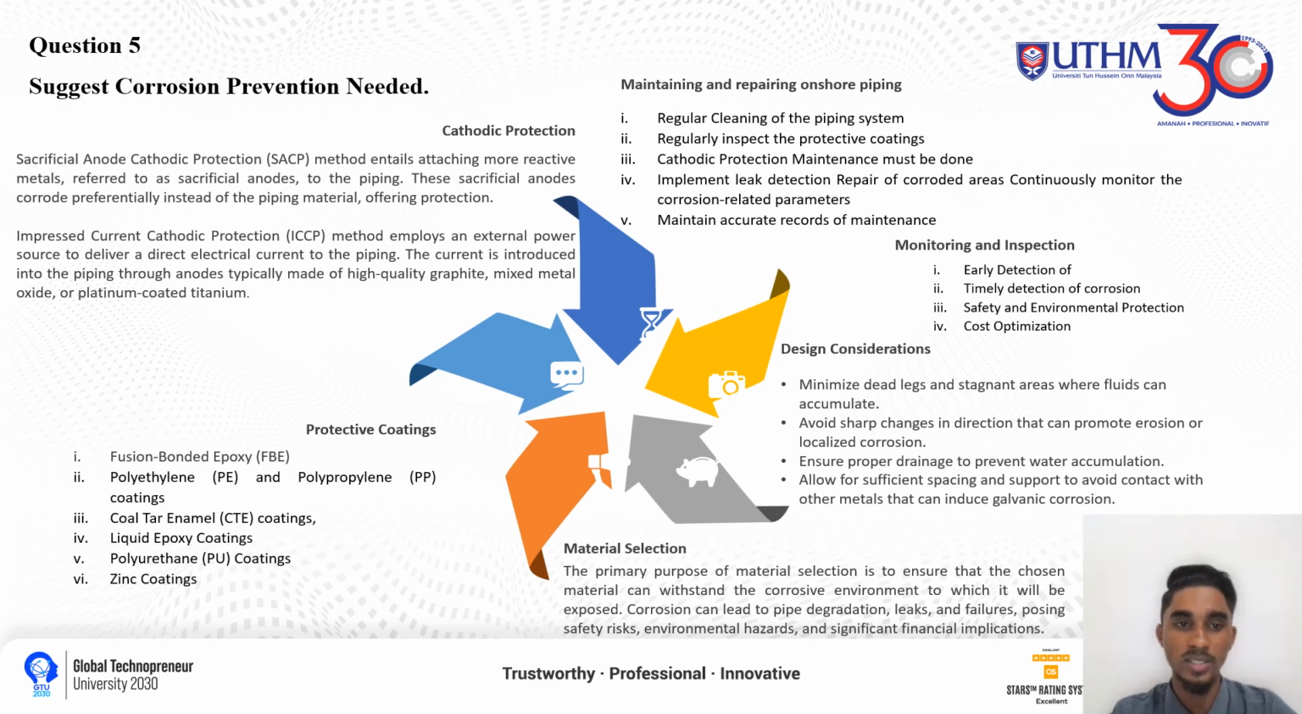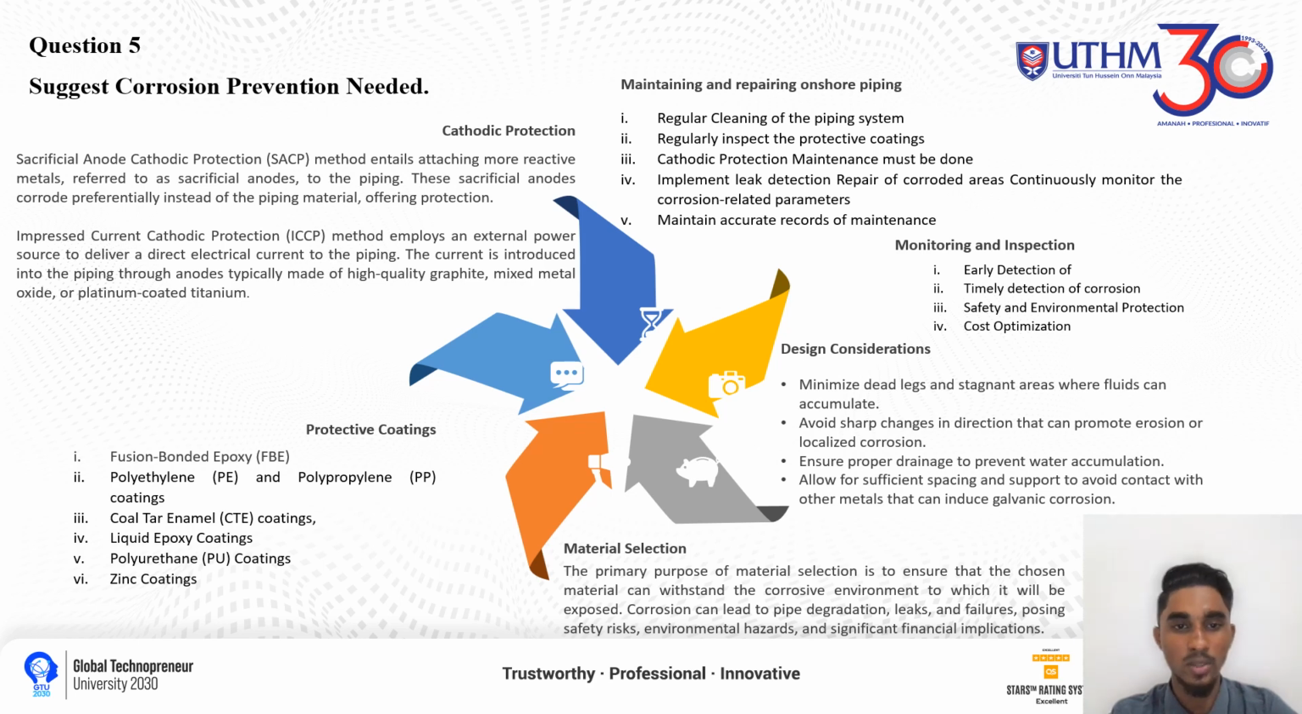And the sixth suggestion is to maintain the corrosion resistance of offshore and onshore piping. It is important to implement effective maintenance and repair practices. Here are some considerations for maintaining and repairing onshore piping. The first one is regular cleaning of the piping to remove debris, sediment and fouling that may promote corrosion. The second one is to regularly inspect the protective coating applied on the piping and look for signs of coating damage such as peeling, cracking or blistering.